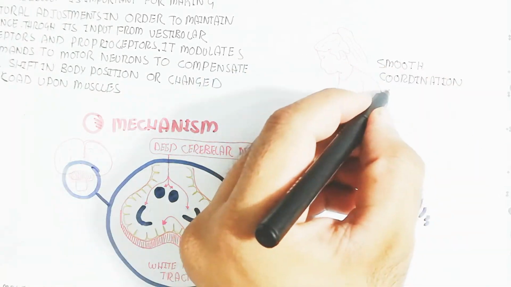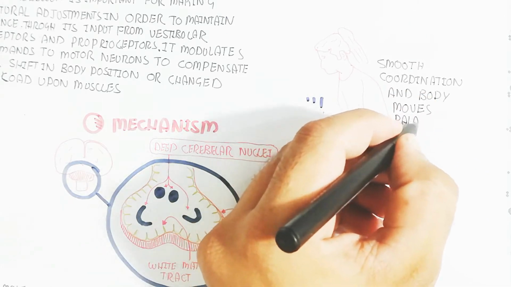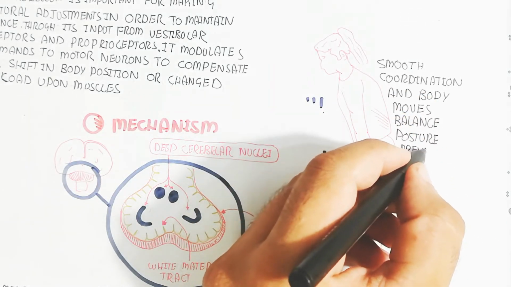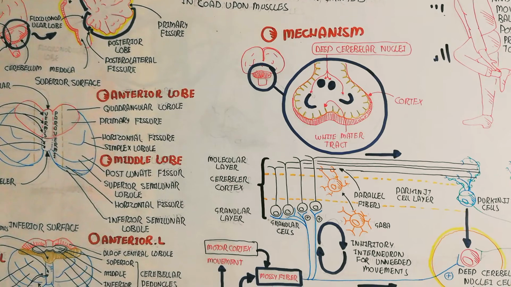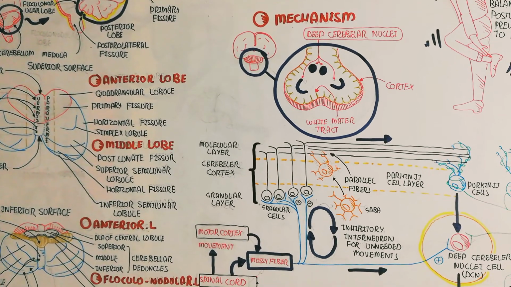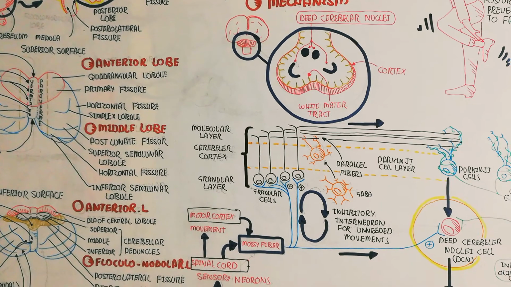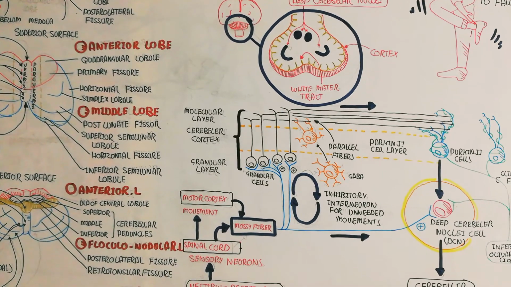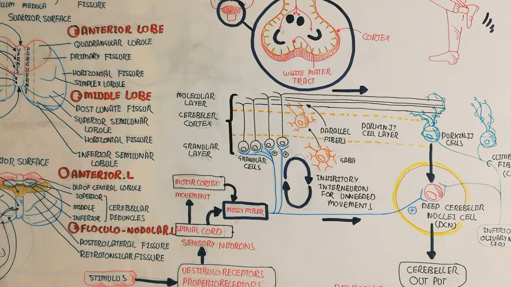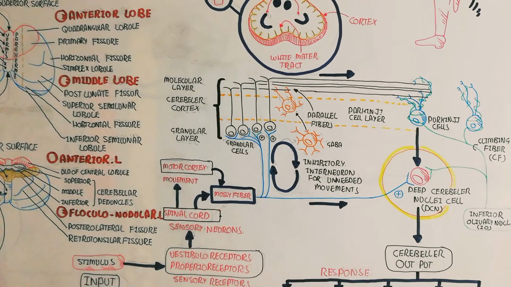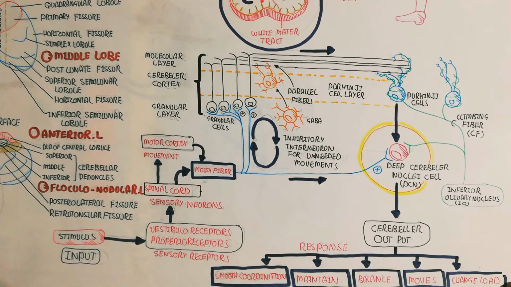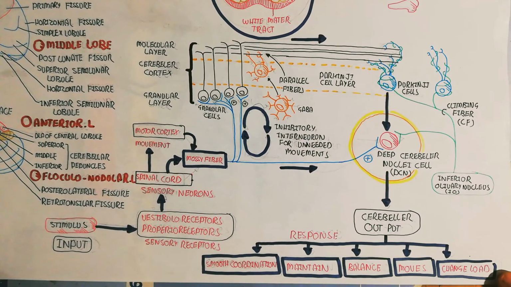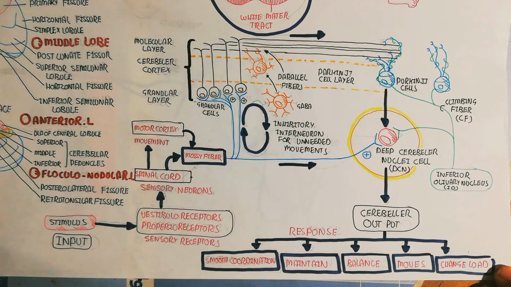Here you can understand this is smooth coordination of body movements, balance and posture to prevent falls. So remember that the response is smooth coordination, maintaining balance and movement, and adjusting to the changing load of the muscle. I hope this makes sense about the cerebellum, and this is a quick overview of the cerebellum. In the next video, hopefully I will make another explanatory video about the mechanism of the Purkinje fibers as well as the input and output.